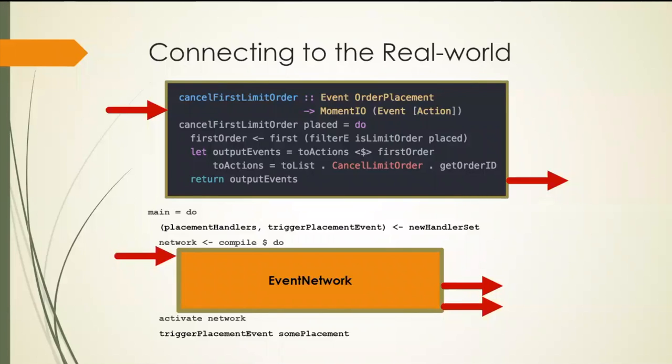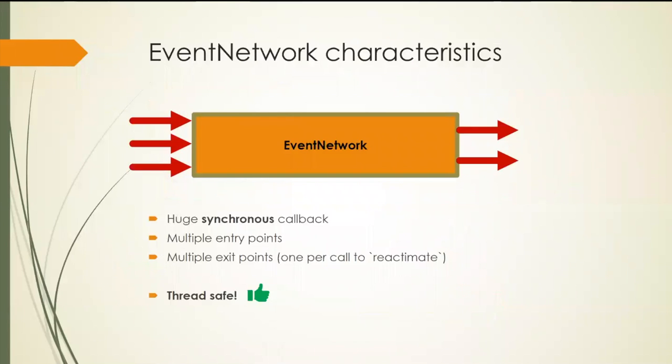In fact, it's actually a compiled version of the event network. In this case, it has one input, two outputs. What are the characteristics of these event networks? It's a gigantic, ginormous, synchronous callback. Time stops when you're in this moment IO moment. Literally, time stops. It's not like a regular monad where everything is supposed to execute in sequence. It's more like a let block where everything executes simultaneously. At least conceptually, that's the model.